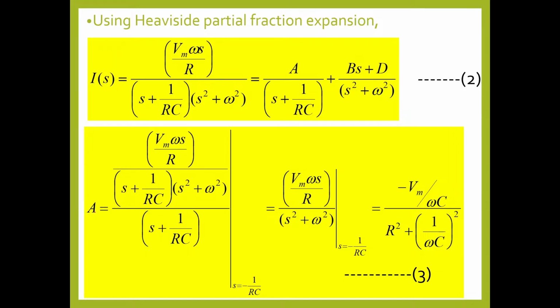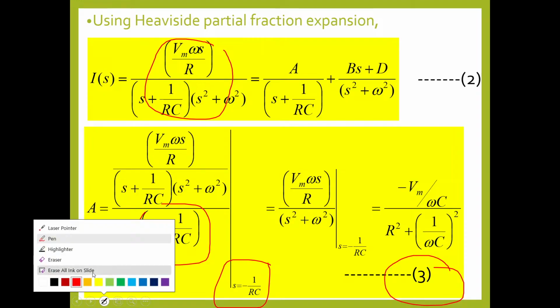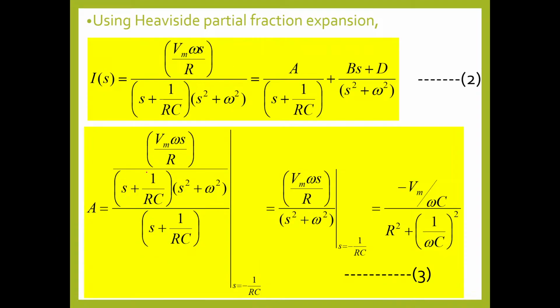Okay, so to determine a value, write this whole expression instead of a and write the denominator of a as it is and equate the denominator to 0. You will get s equal to minus 1 by rc, and you further simplify it. You will get a value as minus Vm by omega c whole divided by r square plus 1 by omega c whole square. Consider it as equation number 3. So I need not read out each and every term as it is not at all required. Why? Because if you know the partial fractions, no need to depend on me.